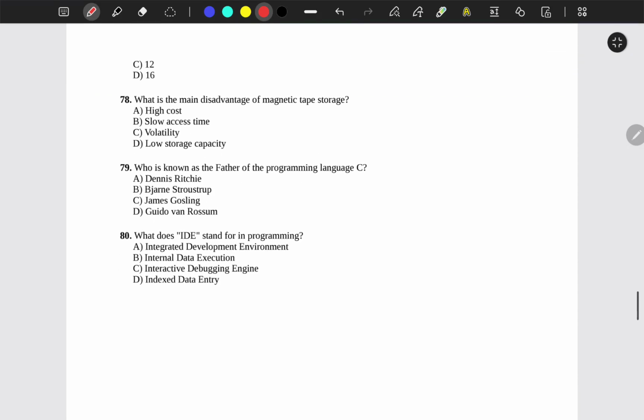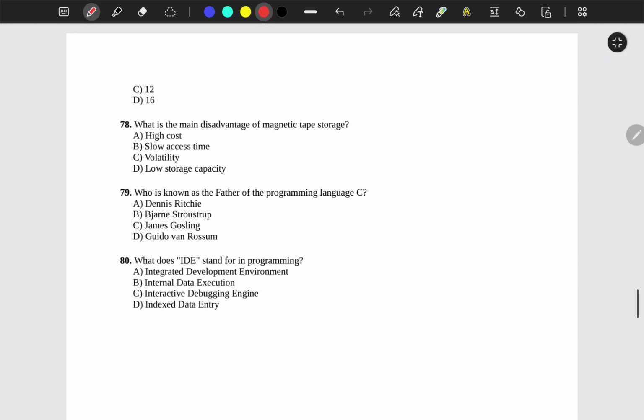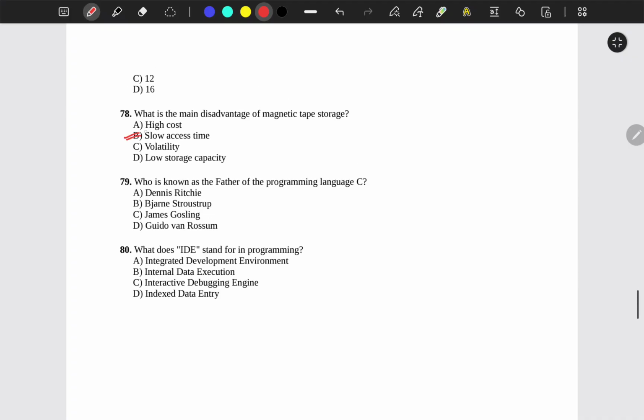So we have come to the end of the session. अलिकति तीनटा जस्तो क्वेशन रहेछ. What is the main disadvantage of magnetic tape storage? High cost, slow access time, volatility, or low storage capacity? So the correct answer would be slow access time, okay, because magnetic tape storage is obviously a secondary storage हुन्छ नि त.